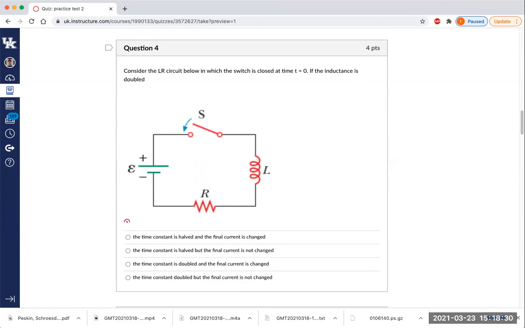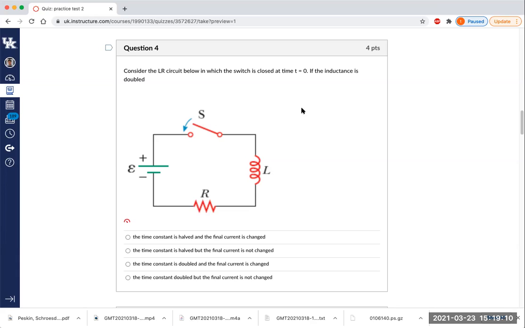Okay, question number 4. Question number 4 says we've got an inductor resistor circuit with a battery and a switch, and we're told we close the switch at time 0. And we're asked to consider the case where we double the inductance. So if you double the inductance, what happens to the time constant for the current building up in the circuit? And what happens to the final current that's flowing in the circuit? Does the time constant change? Does the final current change?